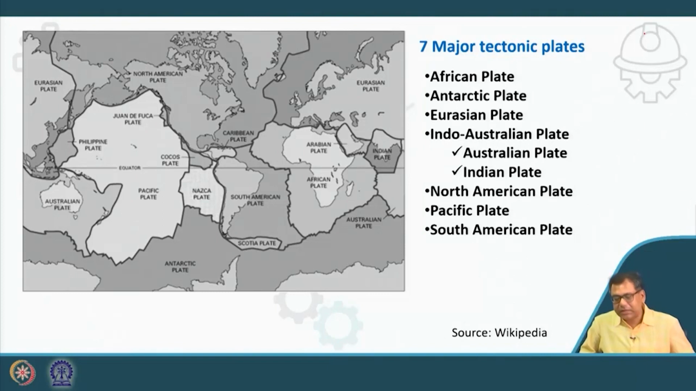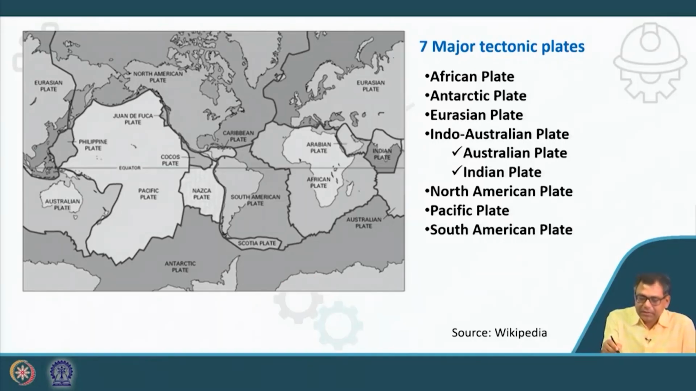These 7 major tectonic plates are the African plate, Antarctic plate, Eurasia plate, Indo-Australian plate, which can be divided into the Australian plate and Indian plate, then the North American plate, Pacific plate, and South American plate. Now if you look at this picture, you can see here this is your African plate. Okay, then this is the Antarctic plate.